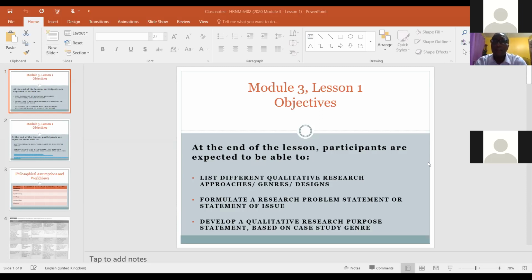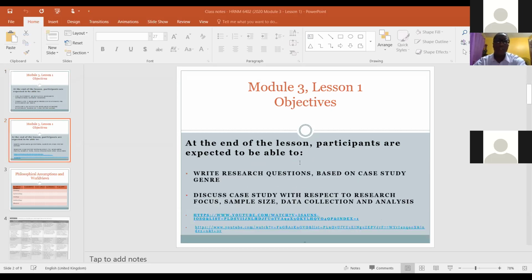Inherent in the research statement of issue or problem is going to be a purpose statement, and out of that purpose statement then arise some research question, or at least a research question, right? So we're going to have conversation around these different areas, and then we're going to talk about different designs. There are actually 5 designs that we'll talk about in this conversation, and you'll see them from your course outline.